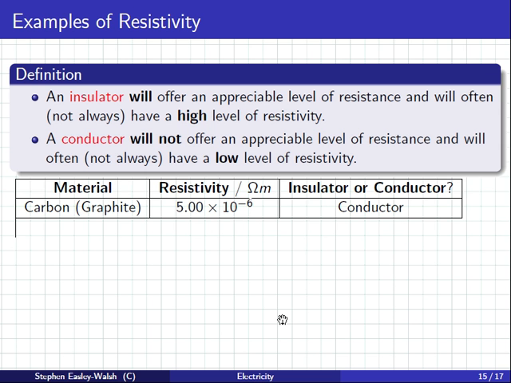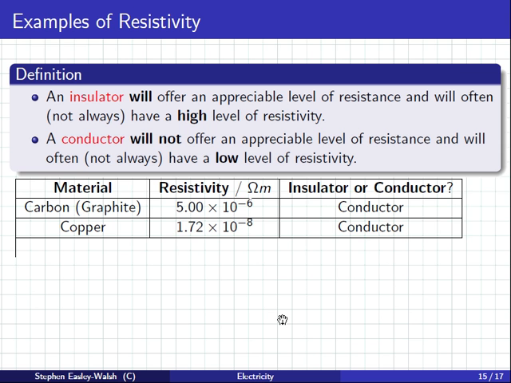Right, copper. Well, copper, conductor or what? Conductor for sure. No, you can see copper is a better conductor than graphite. And graphite's a pretty good conductor to begin with. So copper is actually a really good conductor, it looks like, so far.